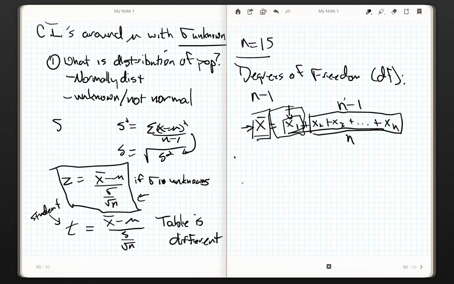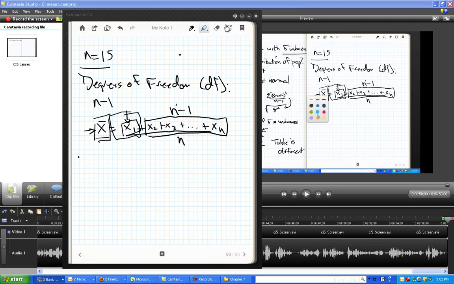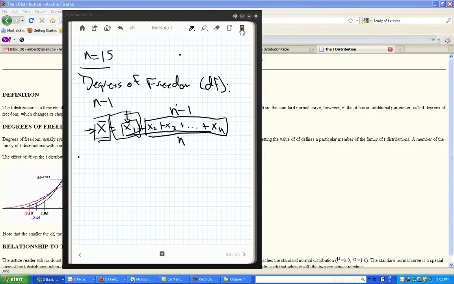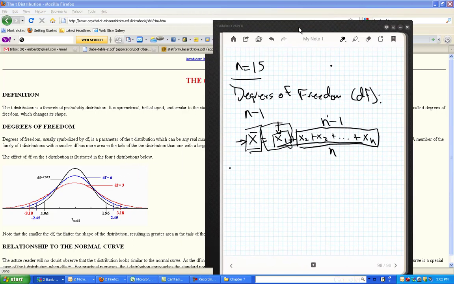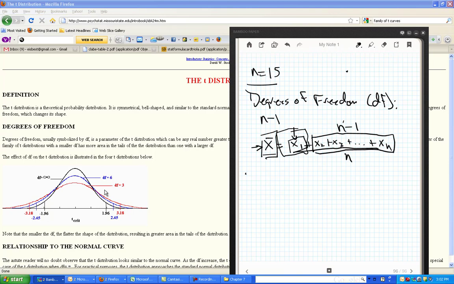And what this family of curves looks like is this. Let me show you this real quick. Now look at this. So this is the family of curves right here. It's just a couple of the curves, but I want you to notice a couple of things.